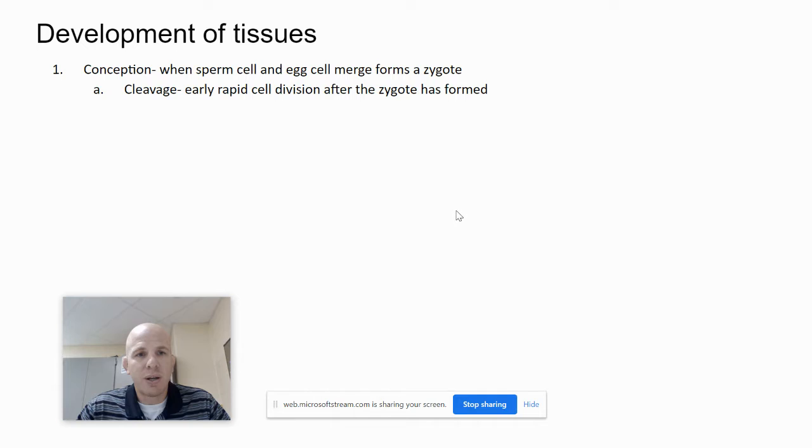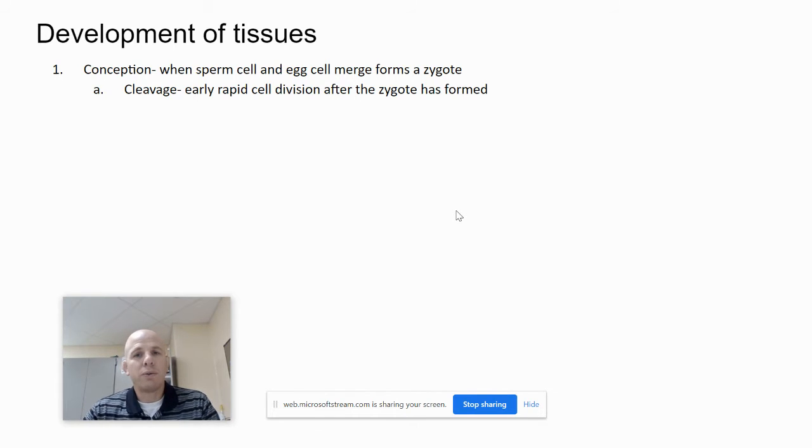Now that zygote, after it forms, it goes through this rapid cell division. If you think of cell division from biology, there's 2 types. There's mitosis and meiosis. Meiosis, if you remember, forms sex cells, haploid sex cells. That's half the number of chromosomes. And then mitosis forms regular body cells. We call those somatic cells. So this zygote is going to go through rapid, tons and tons of mitosis in this process called cleavage.